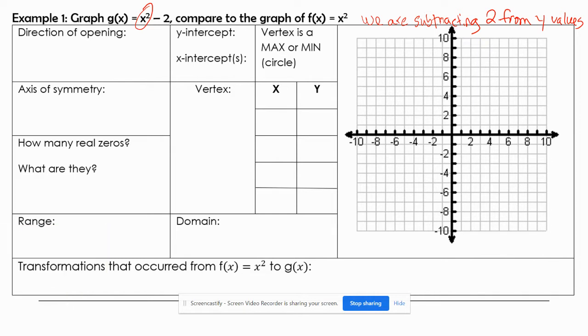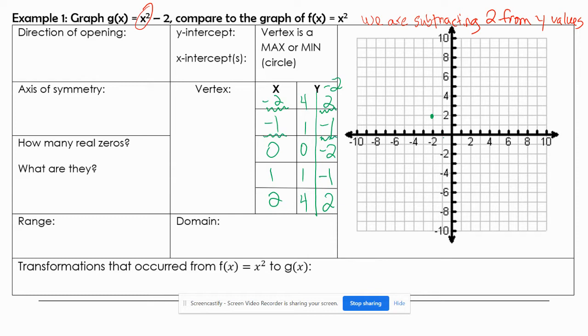So if I start again with our same -2, -1, 0, 1, 2, 4, 1, 0, 1, 4, then we are subtracting 2 from each of these values. 4 minus 2 is 2. 1 minus 2 is -1. 0 minus 2 is -2. -1 and 2. To make our graph then, we have ordered pair of -2, 2, right there.